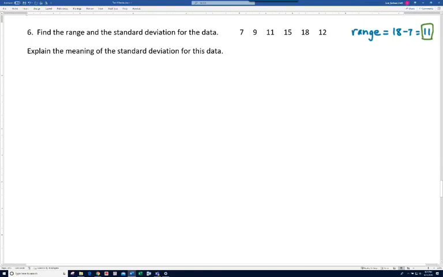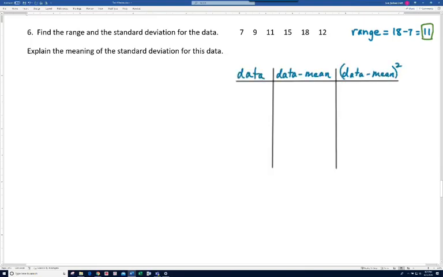So when we do that, we make 3 columns, and these are our titles. So we have our data, we have our deviations from the mean, which we just subtract the data minus the mean there. And in the last column, we're just squaring what we get in the middle column. So our data goes here, and then data minus mean, so we need the mean. If you find the mean of this data, you should get 12.